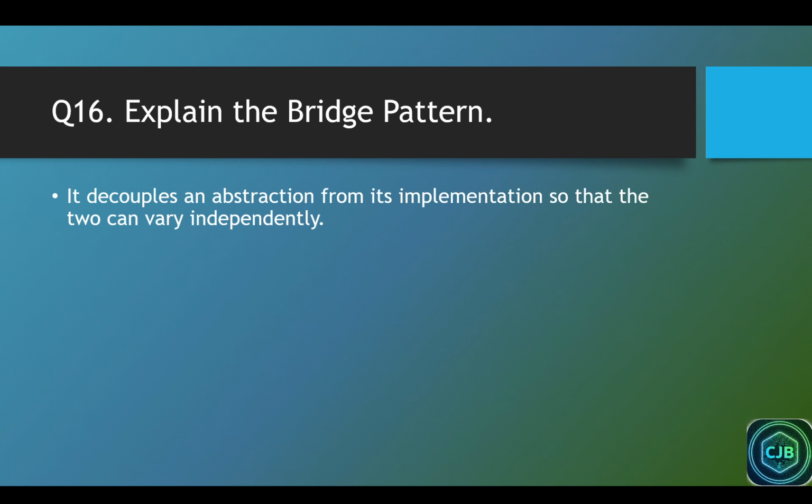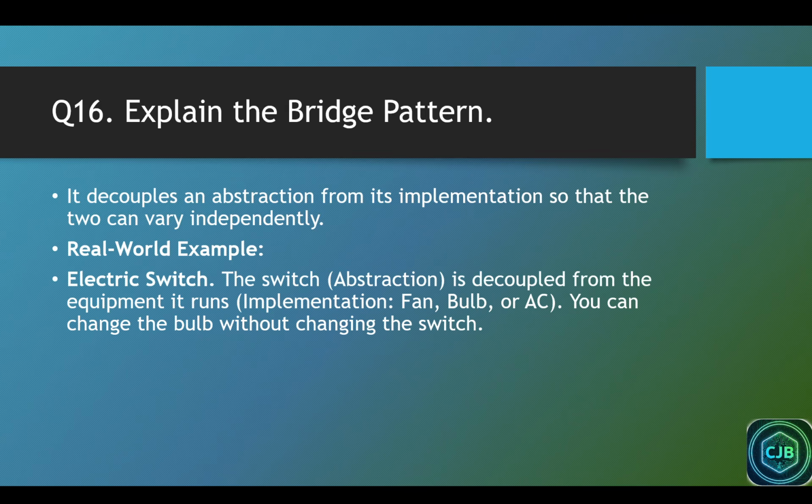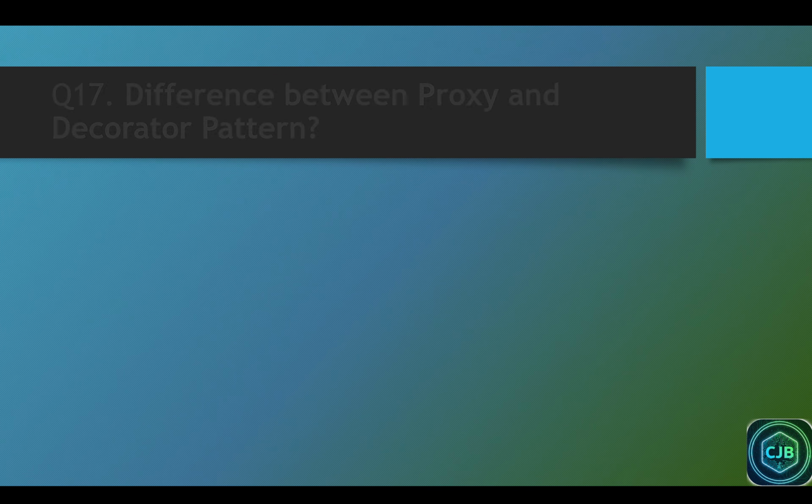Explain bridge pattern. It decouples an abstraction from implementation so that the two can vary independently. Real world example: electric switch. The switch abstraction is decoupled from the equipment it runs, the implementation: fan, bulb, or AC. You can change the bulb without changing the switch.